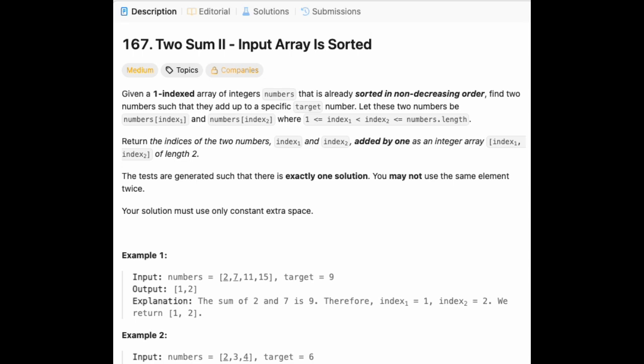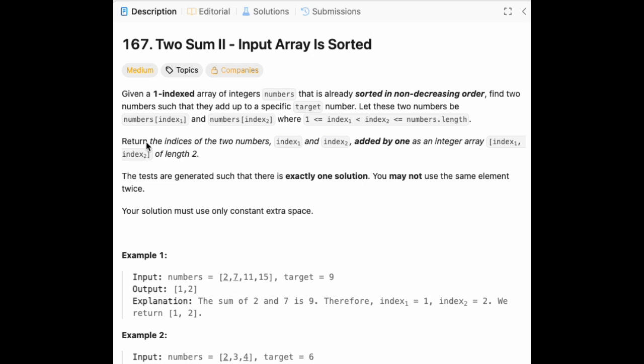Anyway, this is problem 167 on LeetCode. Given a 1-indexed array of integer numbers that is already sorted in non-decreasing order, that just means ascending, find 2 numbers such that they add up to a specific target number. Let these numbers be numbers[index1] and numbers[index2]. Basically we're going to be returning an array, and you can see from the output as well, return the indices of the 2 numbers, index1 and index2, added by 1 as an integer array. So instead of returning, for example, index 0 or index 1, it would be 1 and 2.